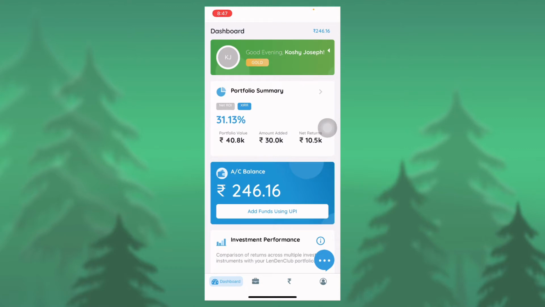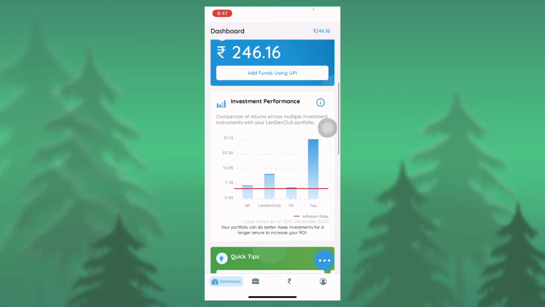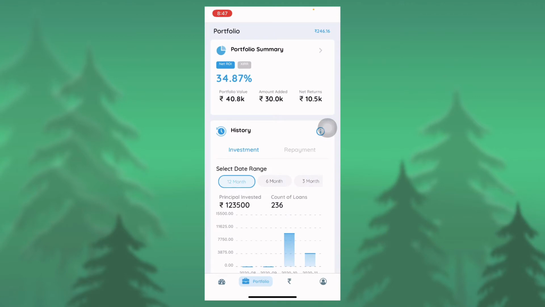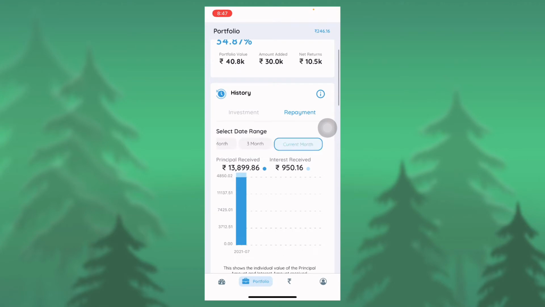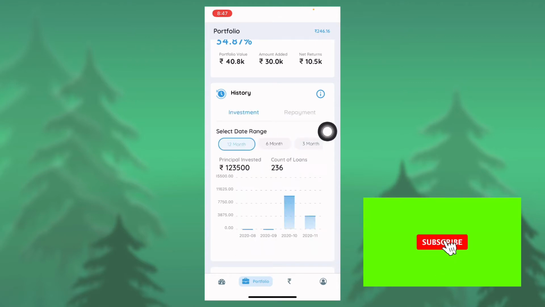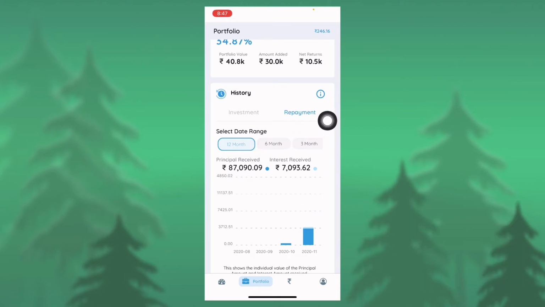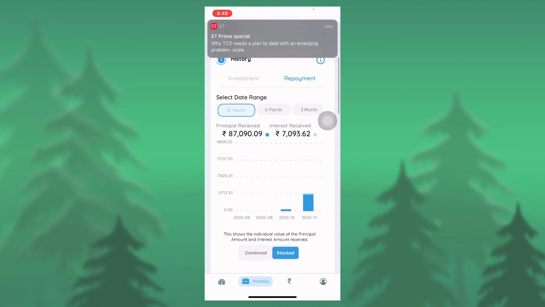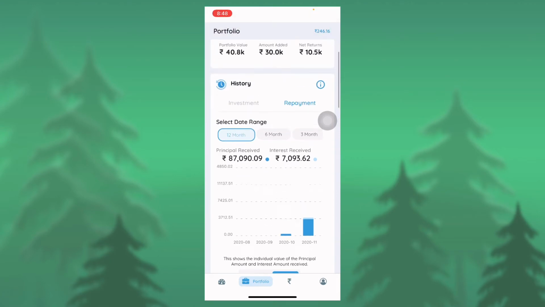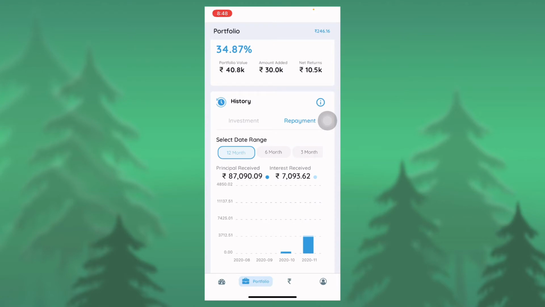I'm posting this video after a couple of months. So 30,000 rupees is the amount that I invested on the LenDenClub peer-to-peer lending platform. This month I have received an interest of 950 rupees and 16 paise. And overall, since I started investing, I have received 7093 rupees 62 paise as returns on an investment of 30,000 rupees for the past 9 months.